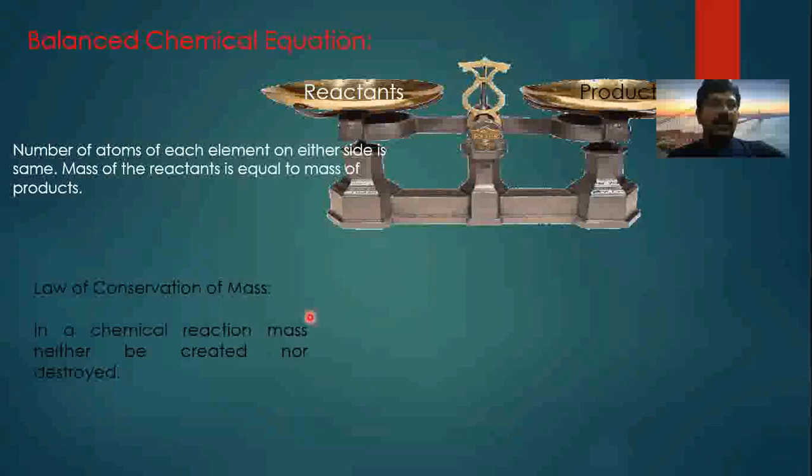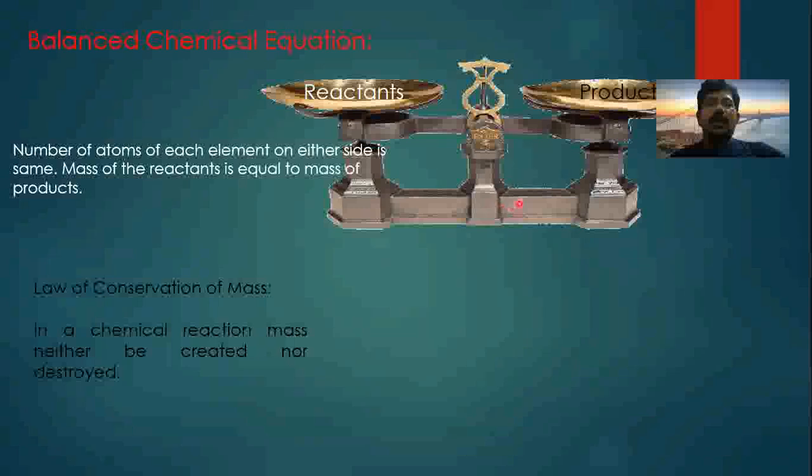Why do we have to balance? As per the law of conservation of mass, in a chemical reaction, mass can neither be created nor destroyed. In accordance with the law of conservation of mass, we have to balance the chemical equation. That's why we have to equate the number of atoms of each element on the reactant side to the number of atoms of each element on the product side. That is, the mass of the reactants is equal to the mass of the products. Then we say that the chemical reaction is balanced.